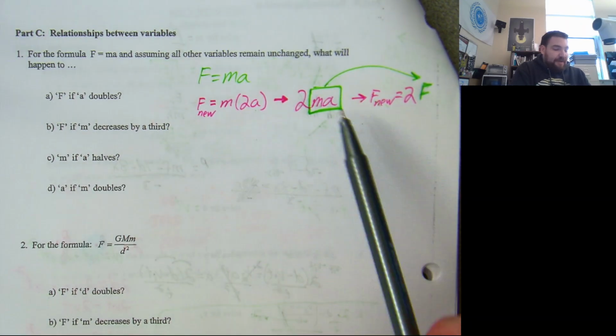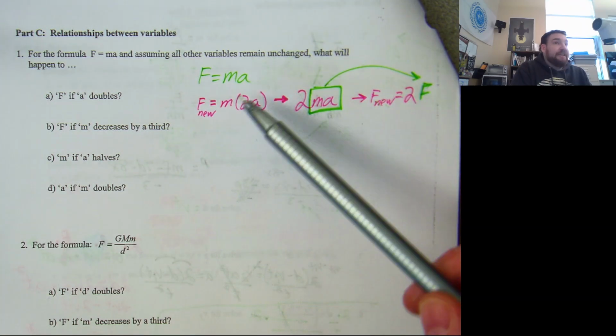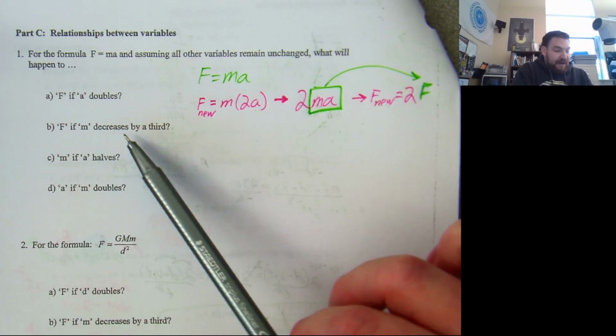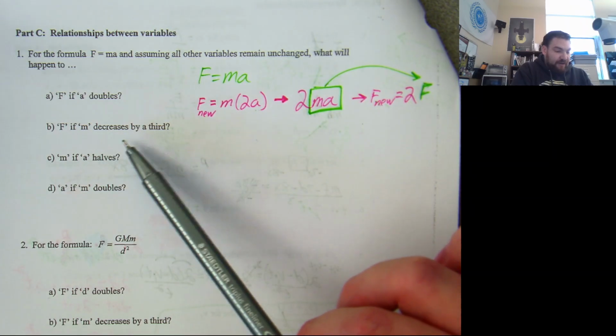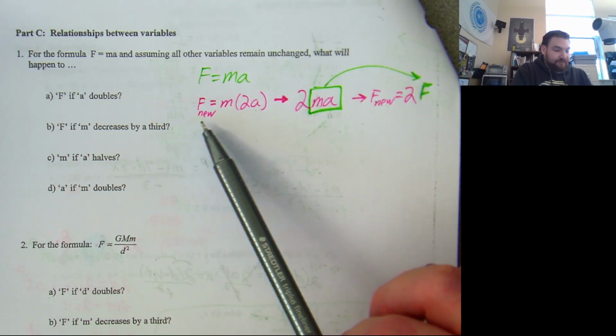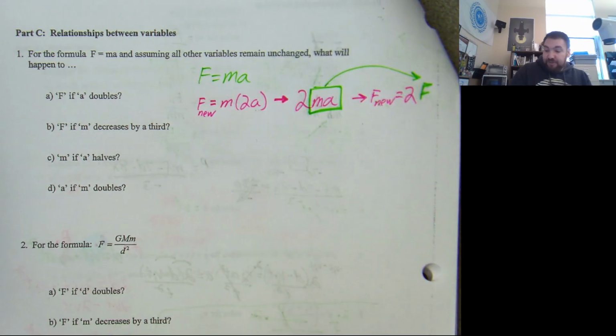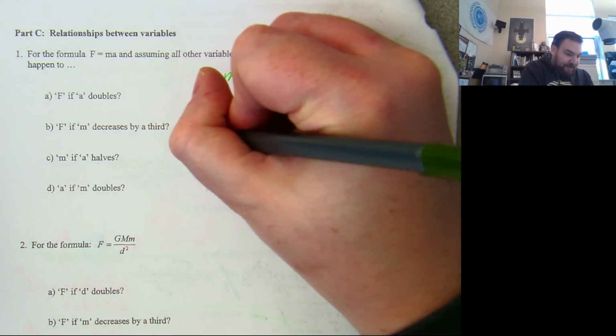So this is a simple example. The same thing is going to follow through here. If M decreases by a third, what's that going to do? Well, what does it mean to decrease? So let's go through it. What does it mean to decrease something by a third?